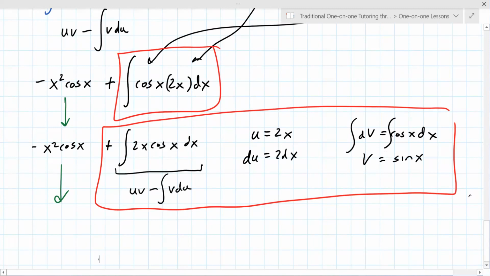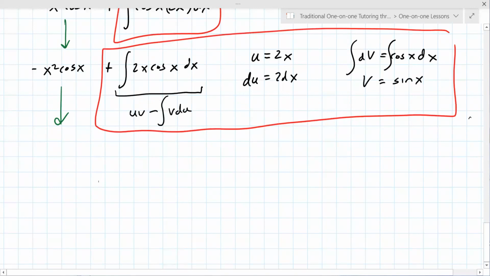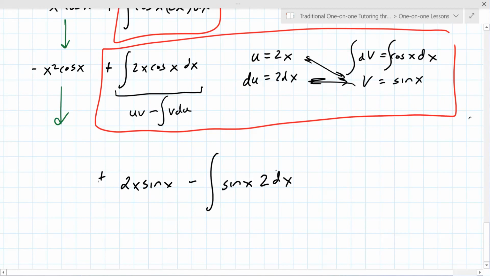Okay. So then you do it again. So you get your u and your v, and then your v and your du. So you go plus 2x sine x, because u is 2x, your v is sine x, minus integral v is sine x, du is 2 dx. And then you bring this first part down.